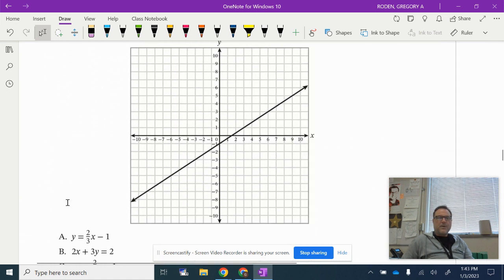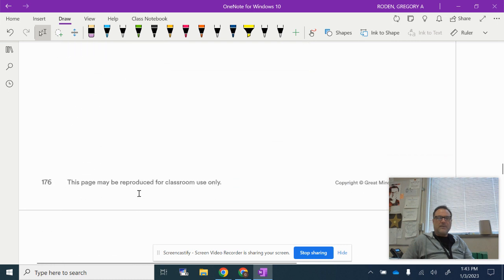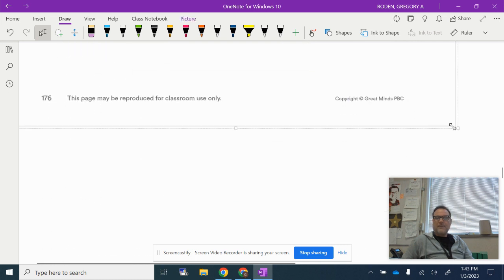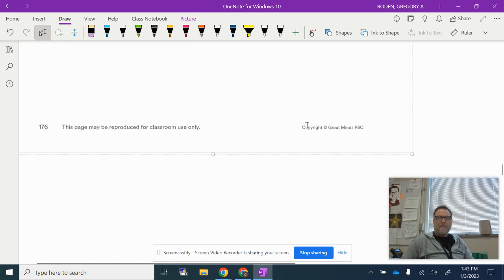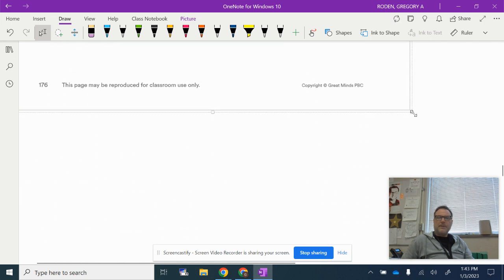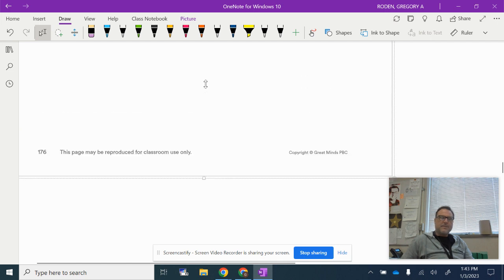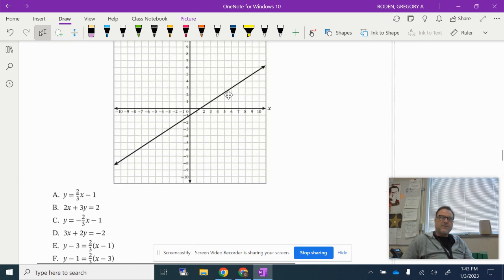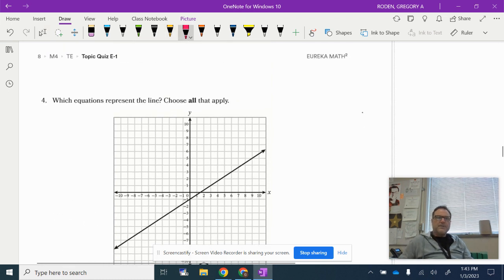Okay, so we want to choose all these. Let me make this a little smaller so we can see it in one page here. Sorry about that. Just want to be able to see the equations and the graph at the same place. Okay, so let's do the first one. So let me just look at the directions here really quick. So it says, which equations represent this line?